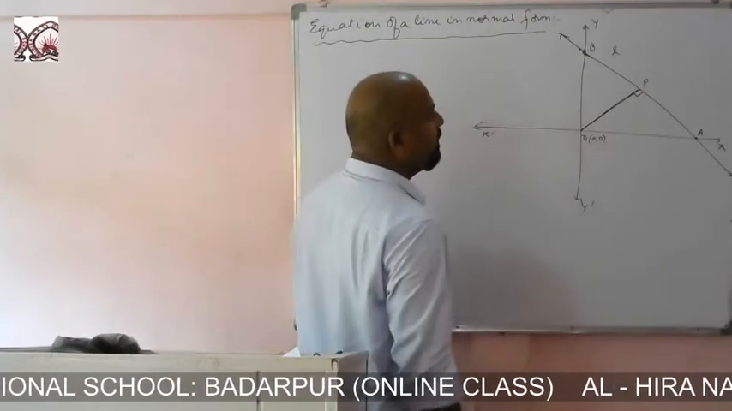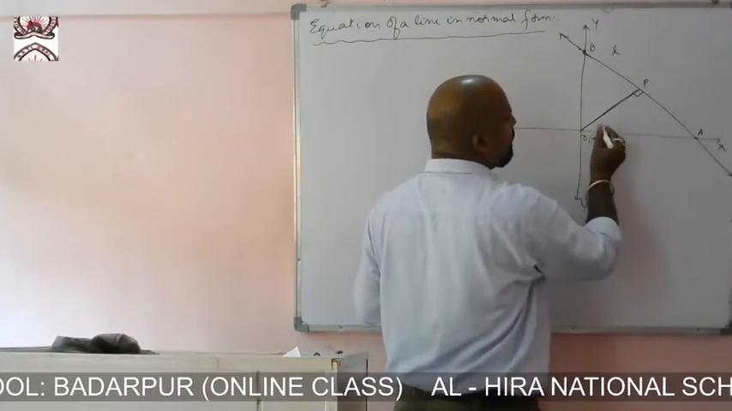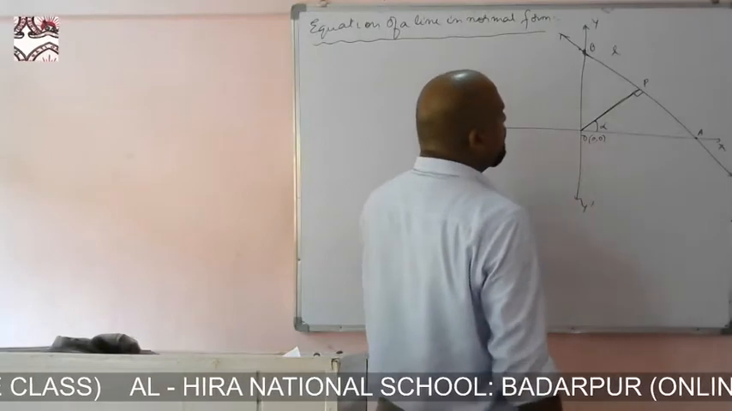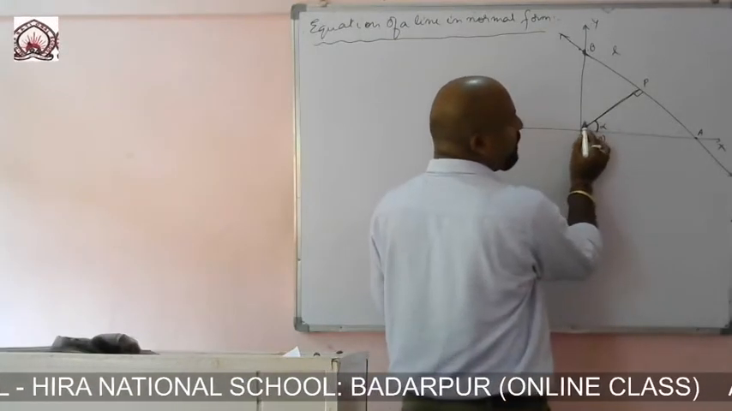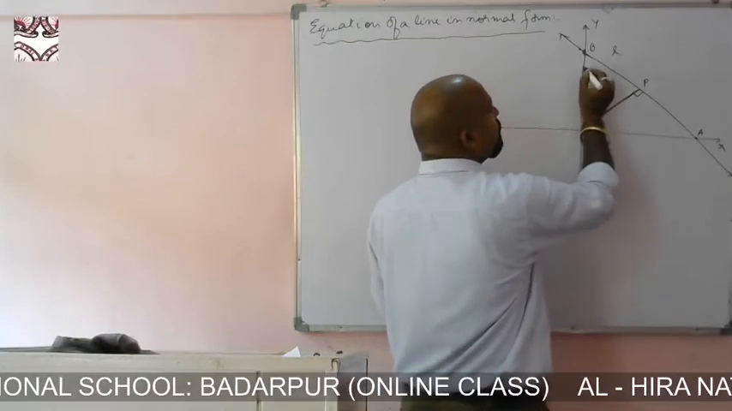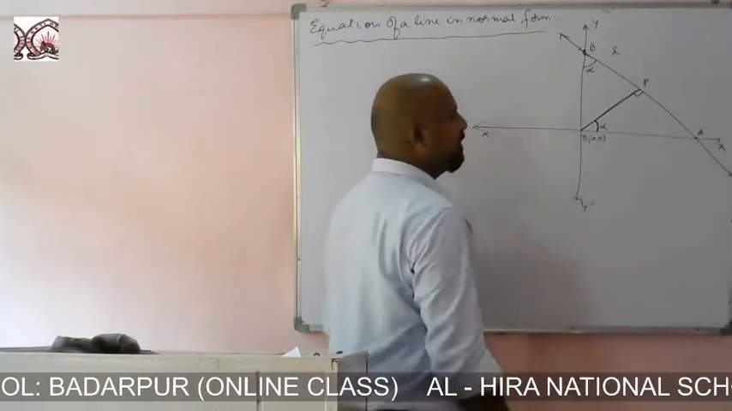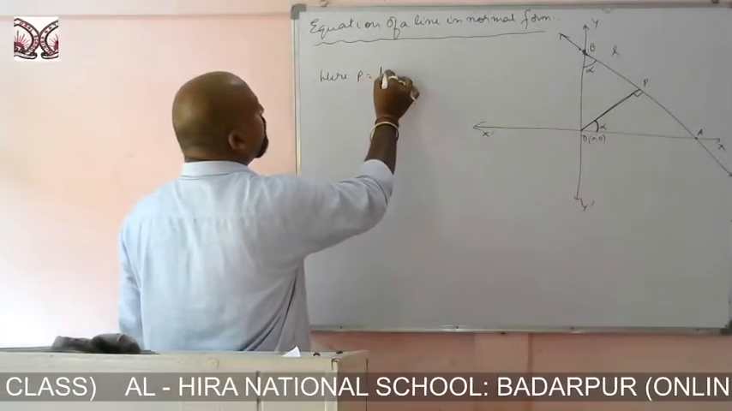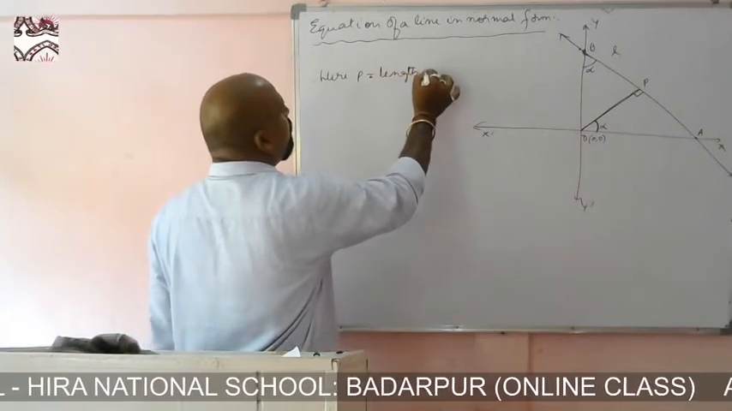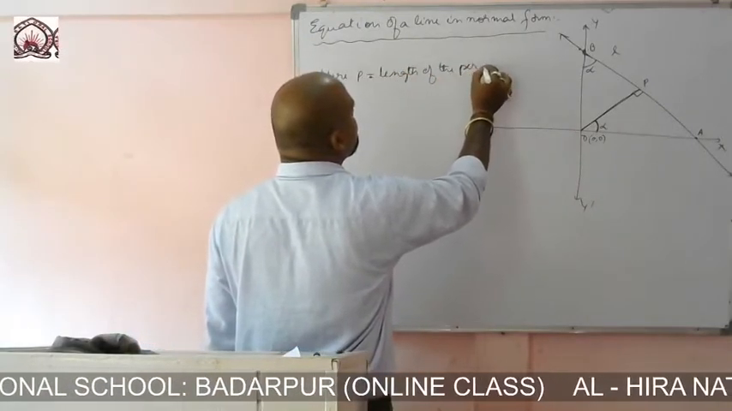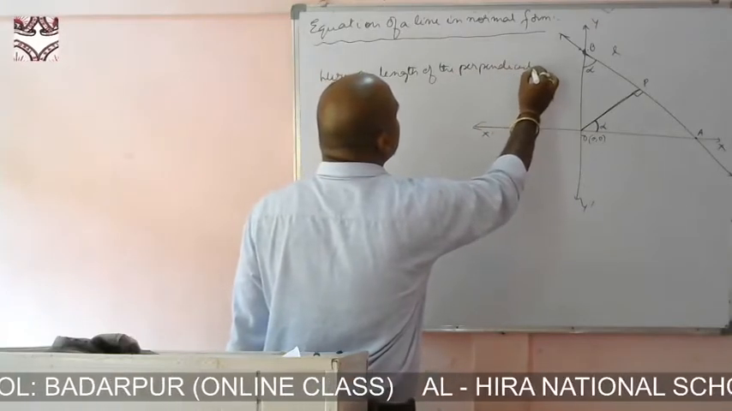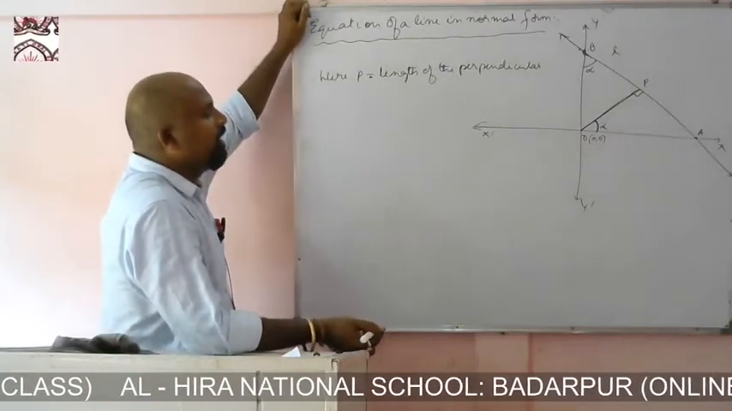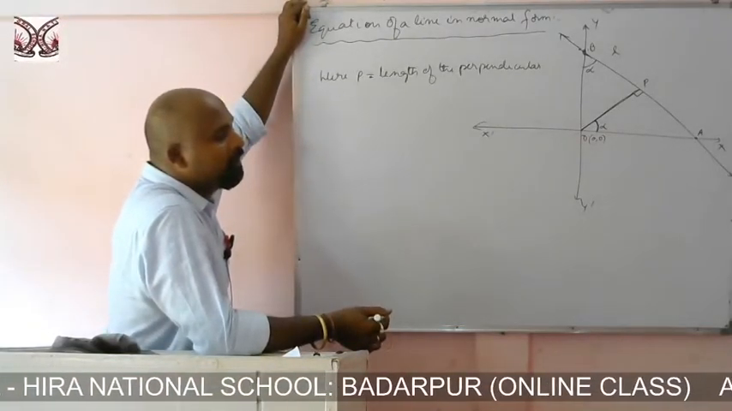Now the perpendicular makes an angle alpha with the positive direction of the x-axis. If this angle is alpha, this angle becomes 90 minus alpha, so this angle also becomes alpha. Here p equals the length of the perpendicular, and alpha is the inclination of the perpendicular line.